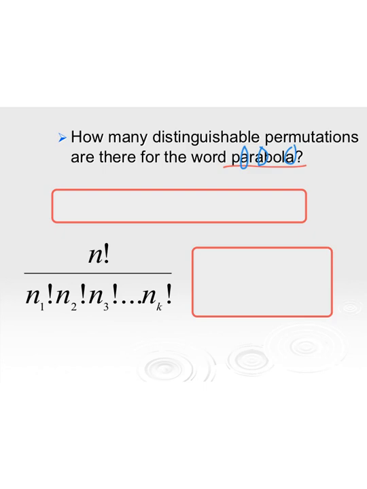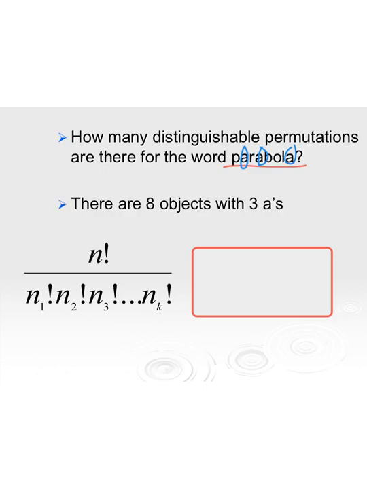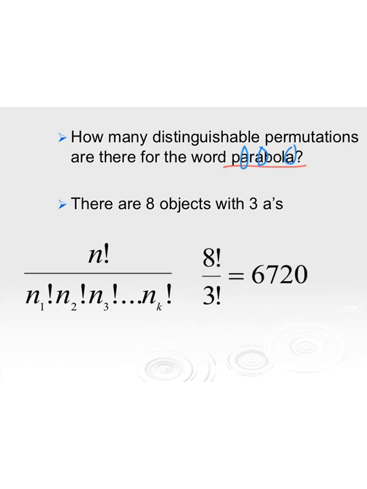So when I go ahead to answer my question, I know that I have 8 objects and I have 3 A's that are repeating. When we plug everything into our formula, I have 8 factorial over 3 factorial. I want to point out here that for my denominator, I don't have all the other factorials because I've already simplified things. The other 5 letters, the P, the R, the B, the O, and the L, they all have a 1 factorial, which is just 1. So when I multiply all those together, it's the same as having just a 3 factorial.